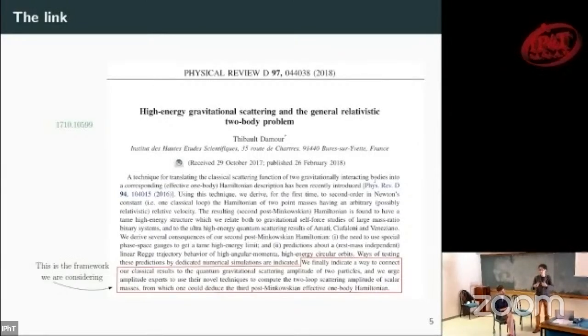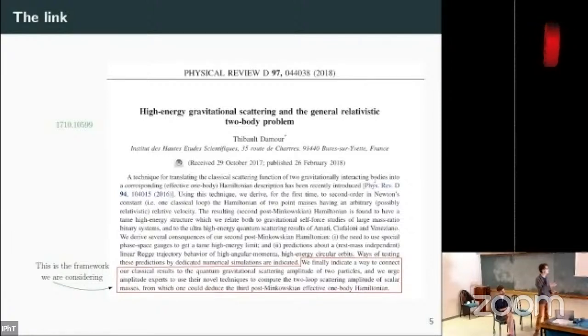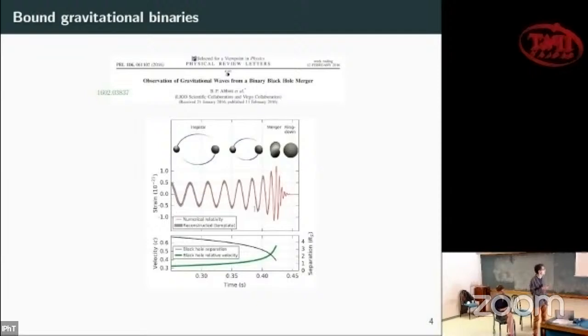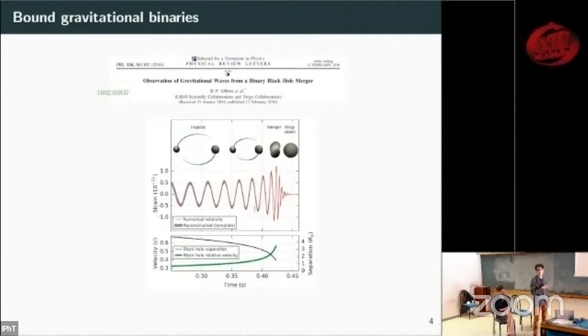You want to find an effective one-body problem. And this is what Thibault Damour and collaborators did back in 1999. Once you have that effective one-body problem, you fix its data, and you can very well study bound orbits in that effective one-body problem. That's very popular, and is what is done in practice. It is one of the techniques used to generate these templates, which are necessary to compare with data and to find signals.